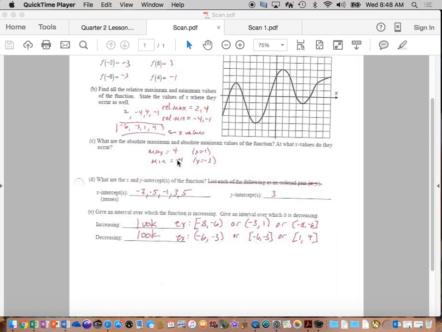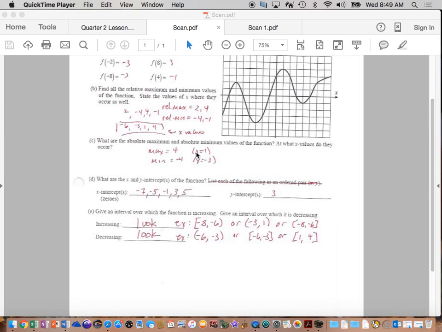Then the very next question gets to absolute maximums and minimums. And for that one, you're only looking for the single highest point and the single lowest point. So this is a very important point. Relative maximums and minimums include every maximum and minimum on the graph. Absolute maximums and minimums are only the single highest and the single lowest. So in this case, the absolute max is 4. The absolute minimum is -4. And the corresponding x values, the max occurs when x is 1, and the minimum occurs when x is -3.